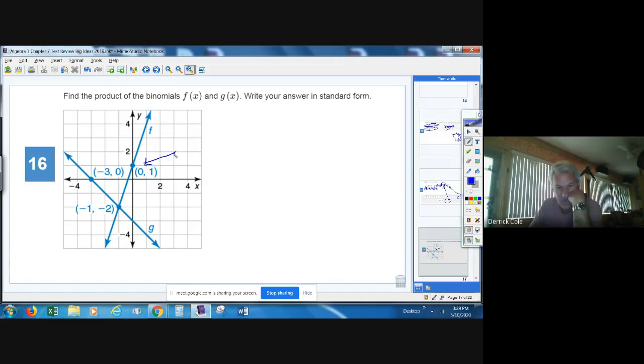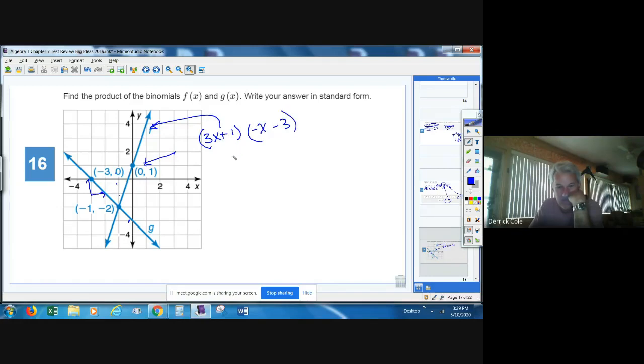This is a linear expression. 1, 2, 3, up 3 over 1. So that's my slope. What's my y-intercept? My y-intercept is 1. So this is 3x plus 1 right here. That's f. Now here's g. G's got a y-intercept of negative 3. Now I need to figure out, hey, this is down 1 over 1. So that's negative x. Negative x minus 3.